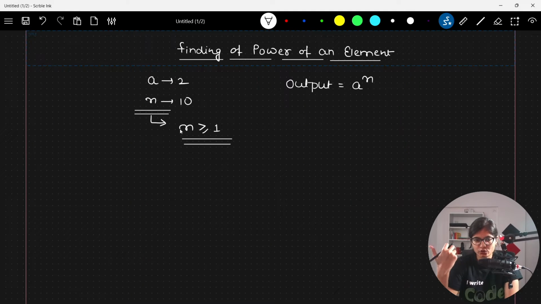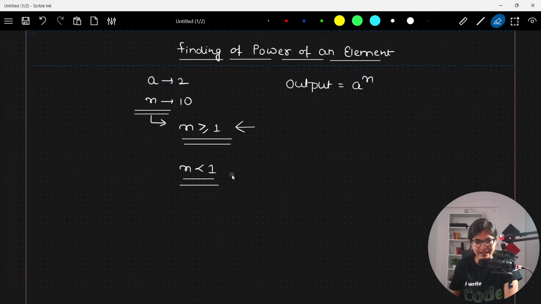Now an interviewer can change the question afterwards by saying that the value of N can be less than 1 as well. In that case, there is a very minute change required, and that is your part: you will tell me what change that will be, because I know everyone knows how to find the power of an element with a negative exponent as well. So let's first talk about the positive case where N is always greater than or equal to 1. Okay, perfect.